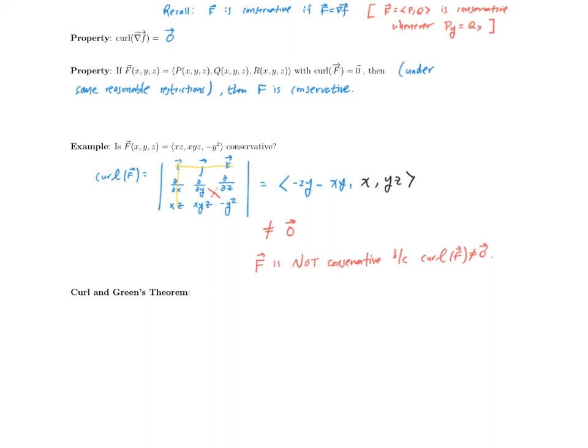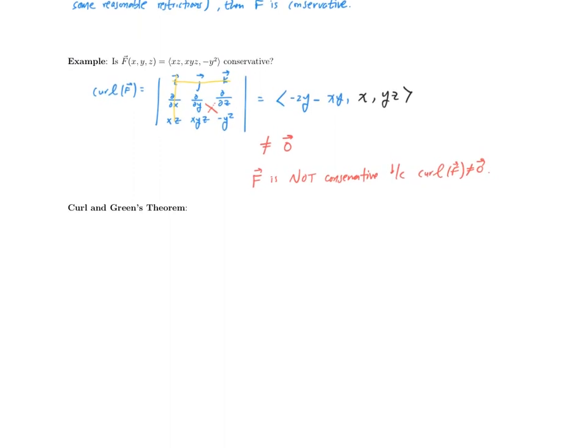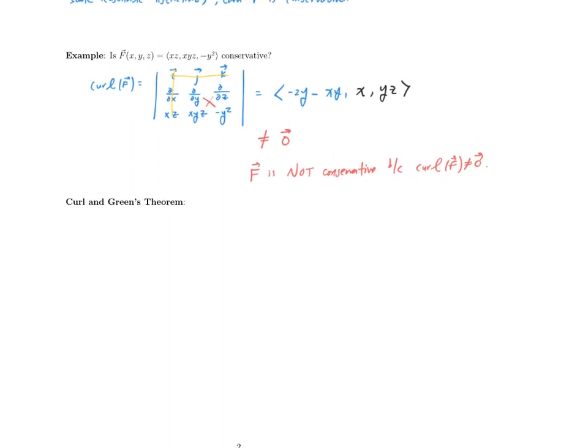I want to finish up our discussion on curl by just noting that there is a relationship between curl and Green's theorem. If we go back to the integral we have for Green's theorem, that tells us that a line integral of the form P dx plus Q dy is equal to the double integral over region D of the partial dQ/dx minus dP/dy.